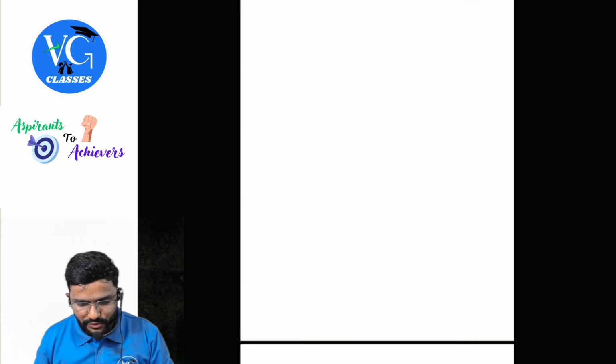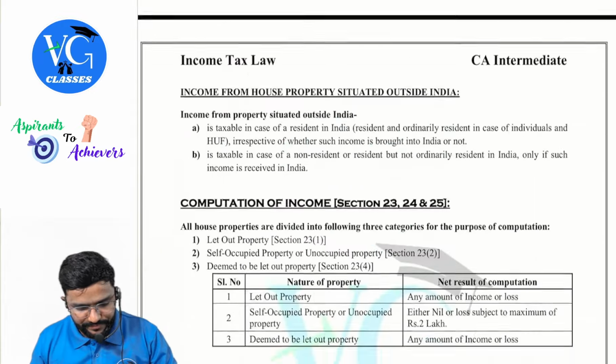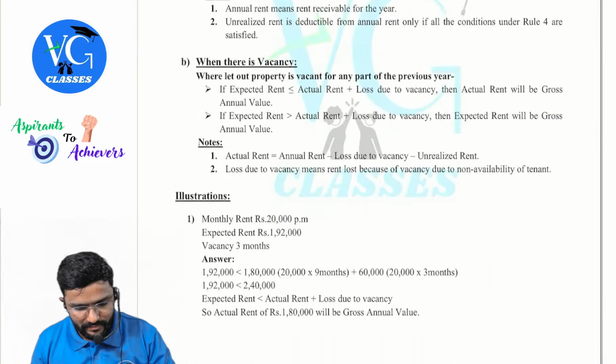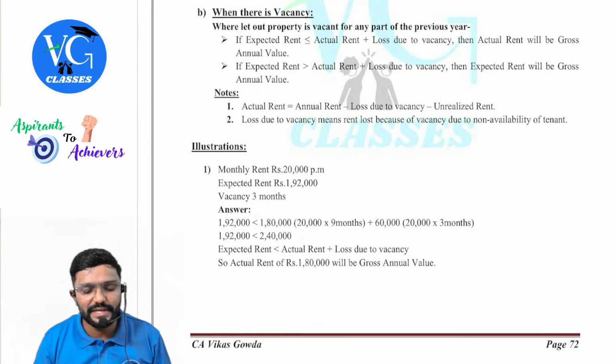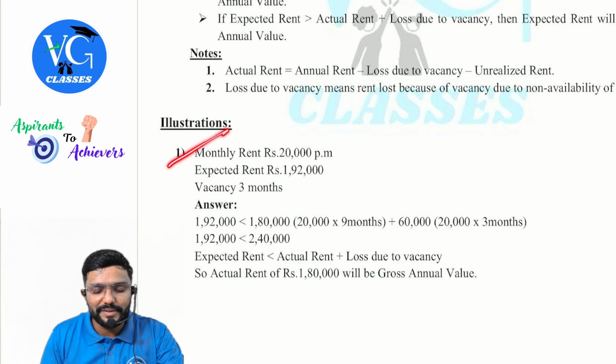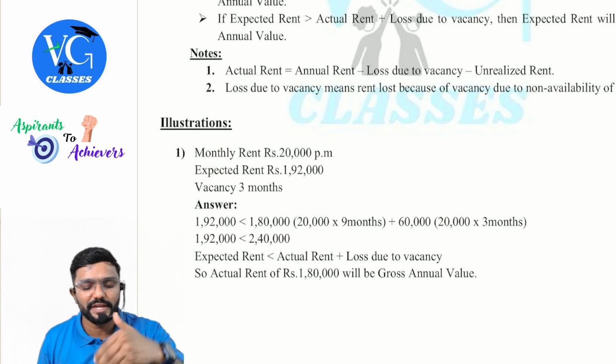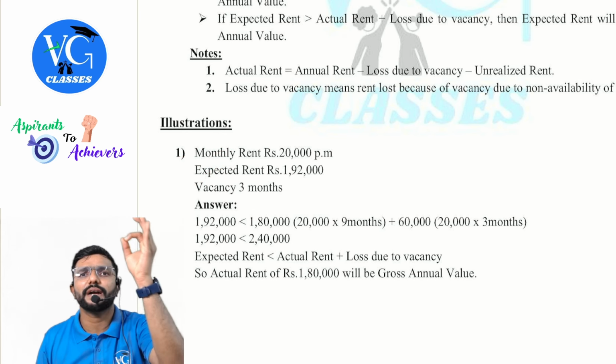If you want, I will show an illustration on this. Just a minute. This is when there is vacancy, guys. Observe, monthly rent is 20,000 per month. Expected rent is 192, in thousands. Vacancy is for 3 months. So what is the loss due to vacancy? 3 into 20, that is 60,000. Agree?